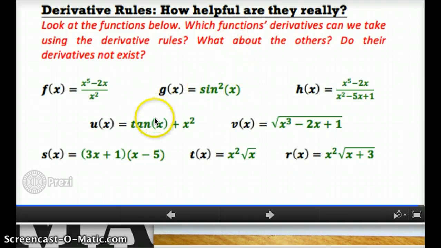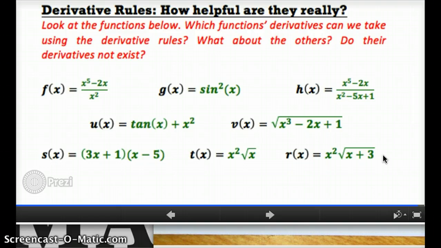Sine squared, tangent, the square root of this long thing. These even look pretty familiar. They just have square roots and squares. They don't even have trig in them. But given the rules that we have right now, we can't find these derivatives. We're going to need some other rules. Now, that's what's coming up in a future video.